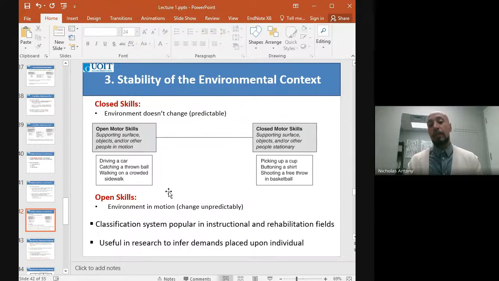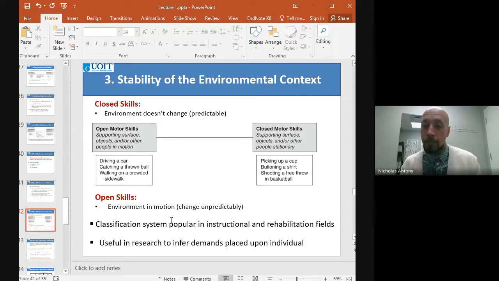And like everything, with open and closed motor skills, sometimes we're sort of on the continuum, but this became popular in rehabilitation and coaching fields, because if you want to stepwise teach someone how to do something, it gives you a level of difficulty. So you start off with closed skills and then you progress to open skills, because you develop, with the repetition of an easier setting like closed skills, and then you would progress to a moving environment.